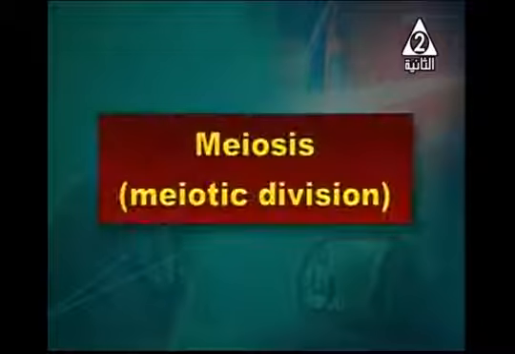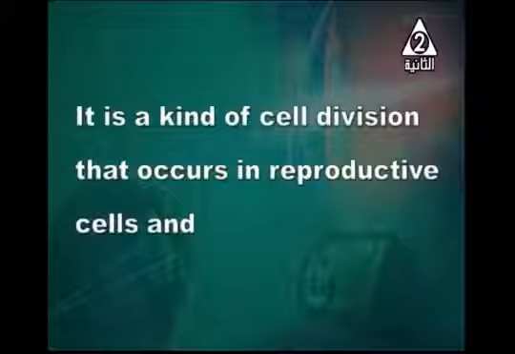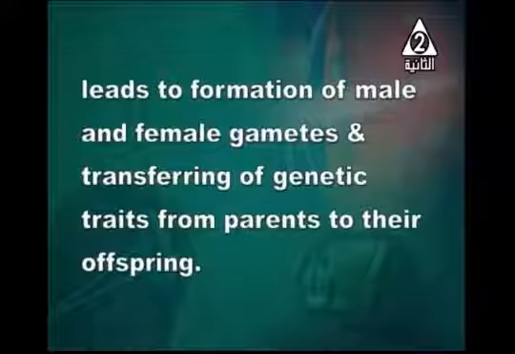Meiosis, or the meiotic cell division. What is meant by meiosis? Meiosis is a kind of cell division that occurs in reproductive cells only, and it leads to the formation of male and female gametes and the transferring of genetic traits from parents to their offspring.